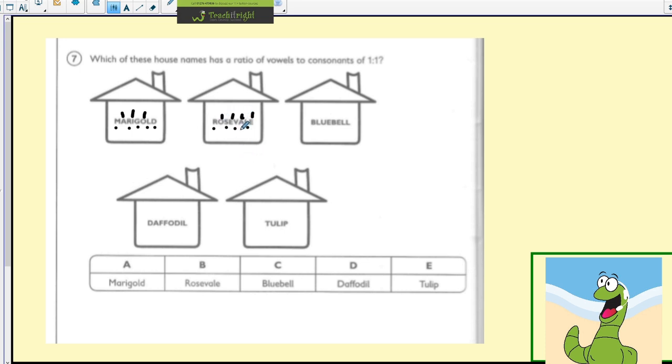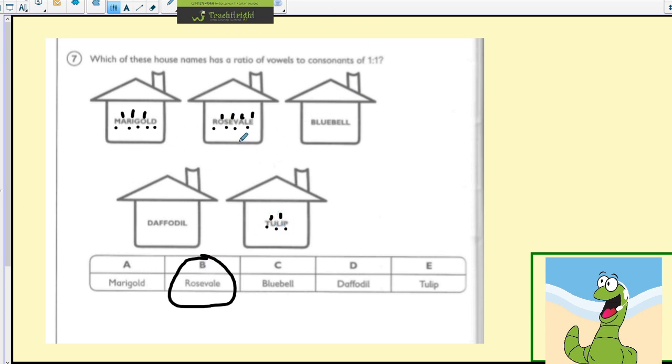You see how I've gone up, I've marked the vowels at the top with my consonants at the bottom, so Rosevale's looking pretty good to me. 4 to 4, double check, yep, I think the answer must be Rosevale. And again, if there's time left over, I might check, for example, Tulip, there's 2 consonants and then 3 vowels, so that's not a 1-to-1 ratio.